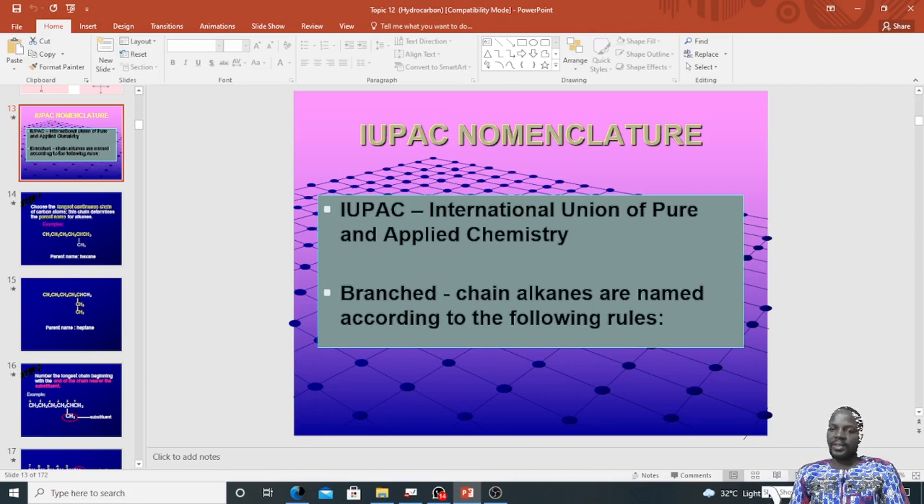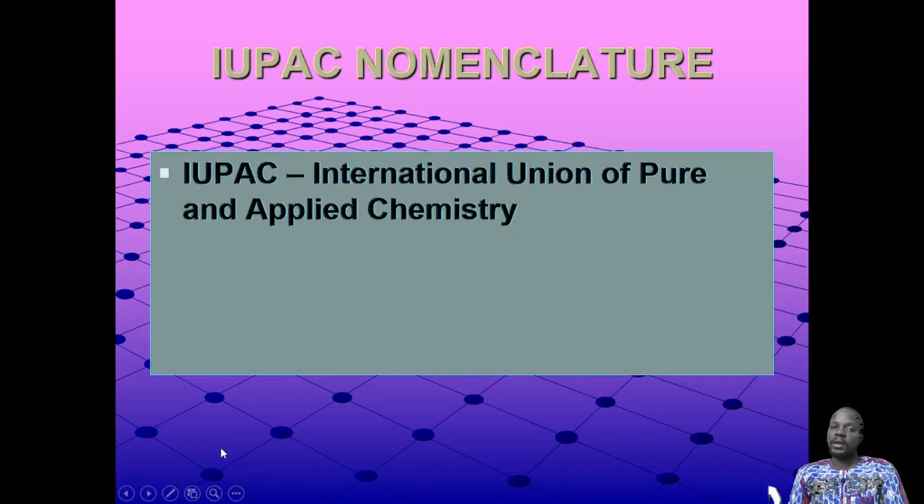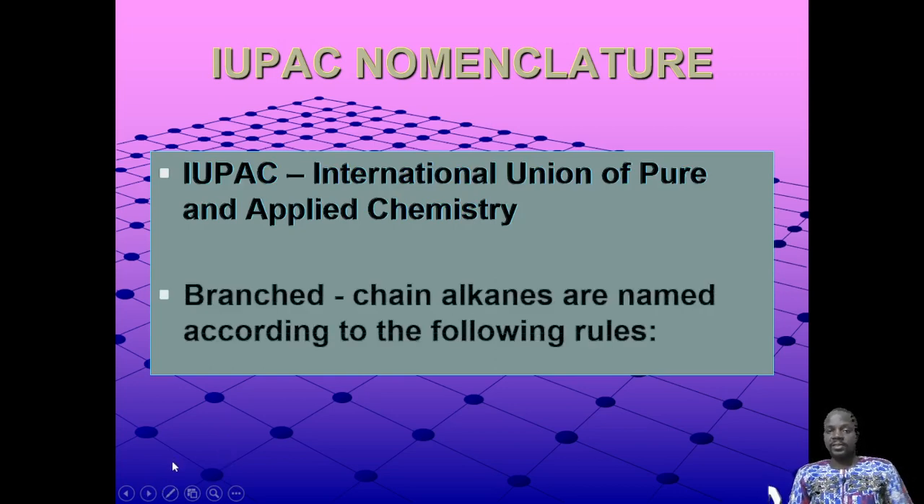So the essence of doing this is to make it very simple and to make the visualization so real that it will be easy for me to take you guys through it. So let's start with the class. The first point today: we are talking about IUPAC, which we have studied before, which means the International Union of Pure and Applied Chemistry. Now, in this video lesson, we are going to discuss the branched chain alkanes and the corresponding rules we use in naming them.